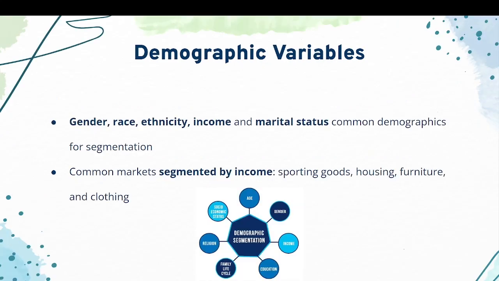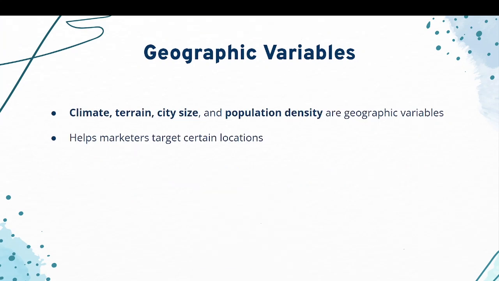The demographic variables of market segmentation include gender, race, ethnicity, income, and marital status. Common markets segmented by income include sporting goods, housing, furniture, and clothing. In addition, marketers tend to cater towards lower-income consumers since they make up a larger percentage of the global population.